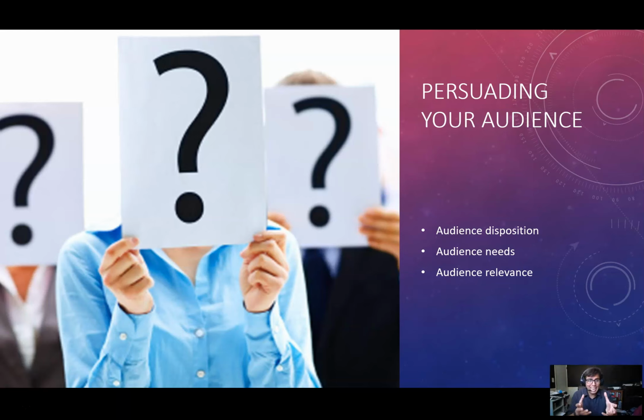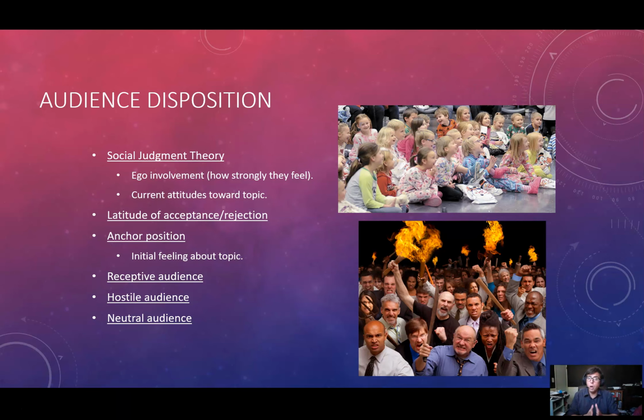So we want to create an impact on our audience, so understanding our audience is even more vital than for any other type of speech. So we have to dive into some important parts of the audience. We have to understand the audience's disposition, the audience's needs, and the audience's relevance to the topic. So we start with audience disposition. This involves social judgment theory, which is based on ego involvement and current attitudes towards the topic, or anchor positions.